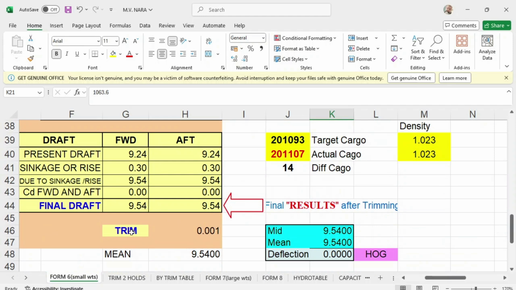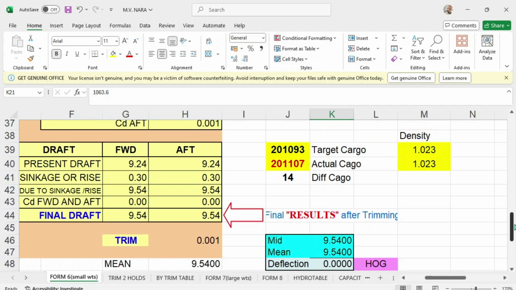And here, and LCG, and your departure drop would be forward 9.54, up drop is 9.54. You have a 0 trim, and your mean drop is 9.54. Your deflection is 0. So where did I get this mean drop? 9.54. This is the one.